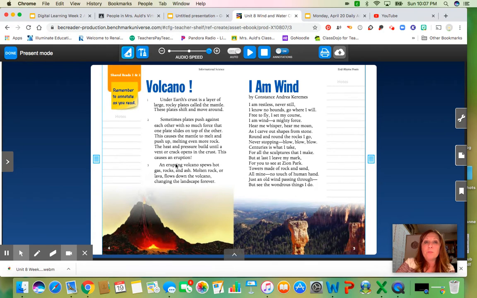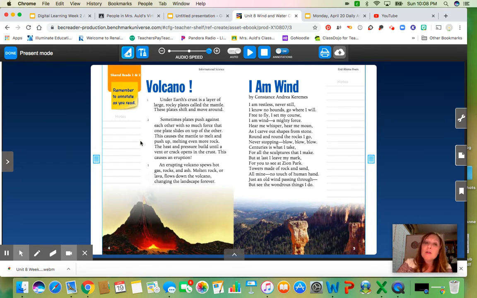Okay, Volcano. Under Earth's crust is a layer of large rocky plates called a mantle. These plates shift and move around. Sometimes plates push against each other with so much force that one plate slides on top of the other. This causes the mantle to melt and push up, melting even more rock. The heat and pressure build up until a vent or crack opens in the crust. This causes an eruption. An erupting volcano spews hot gas, rocks, and ash. Molten rock or lava flows down the volcano, changing the landscape forever.